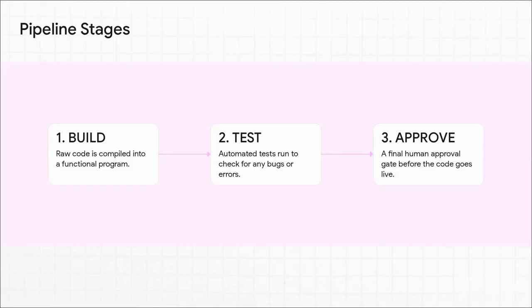So let's walk through the big steps on this assembly line. First, the pipeline takes the raw code and builds it into an actual working program. Next up is the most important part, the test phase. I'm talking hundreds, maybe thousands of automated tests run in seconds to find any bugs. If a single test fails, the line stops and the code gets sent back. But if it passes everything, it moves to one last stop, a human approval gate, just for a final sanity check before it goes out the door.